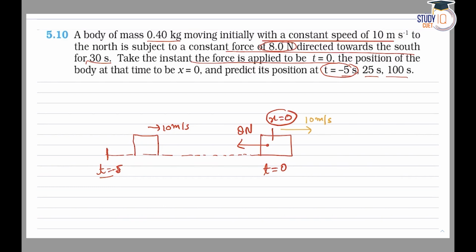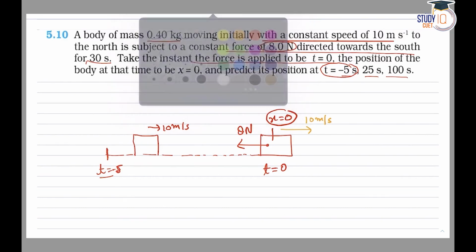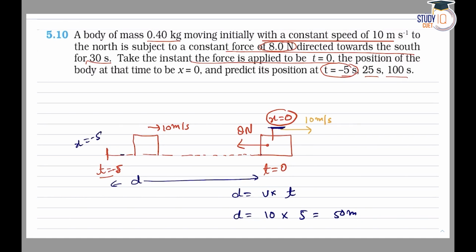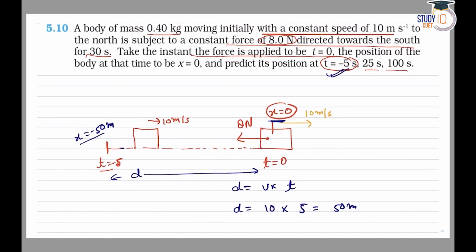Initially the particle is moving with constant speed, that is 10 meter per second. In order to find the distance in 5 seconds, we can use distance equal to speed into time. So this distance is equal to speed 10 and time 5, which is 50 meter. If this coordinate is x equal to 0 and we are moving in the left direction, its coordinate would be x equal to minus 50 meter. So at t equal to -5 second, the coordinate of the particle is x equal to -50 meter.